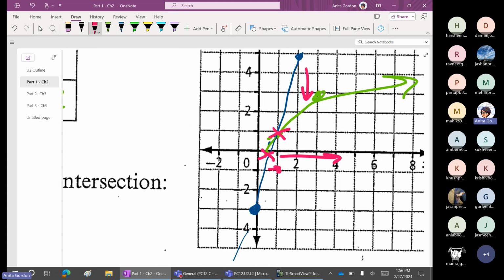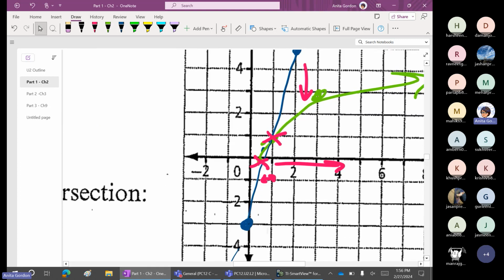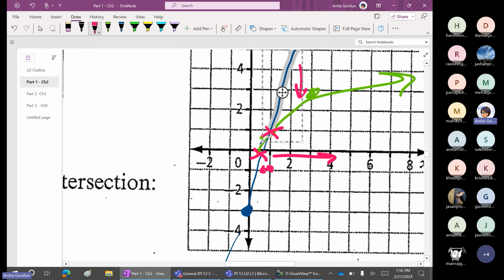And between my intersection points, again, I'm just going to zoom in here. You can see that my green function is on top of the blue function. So between the intersections, the square root is higher. After the intersections, the green function is lower than the original.